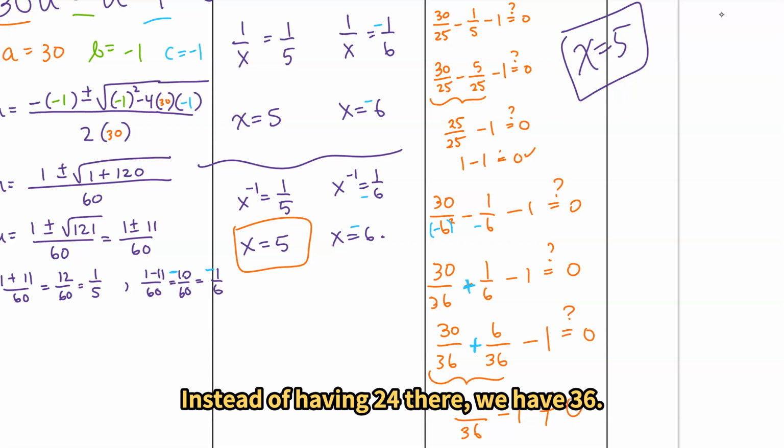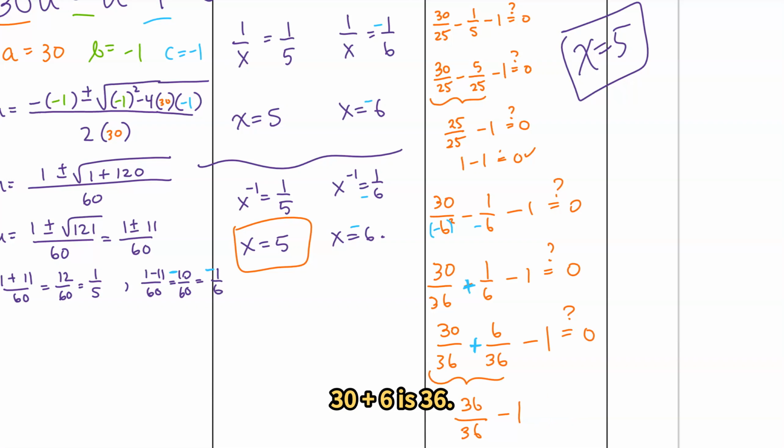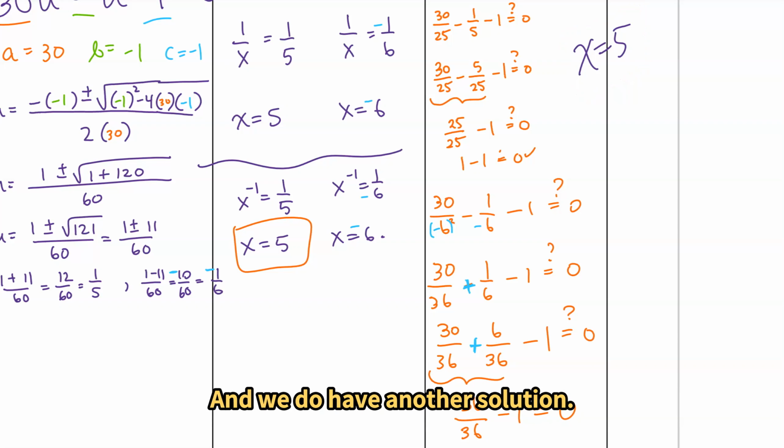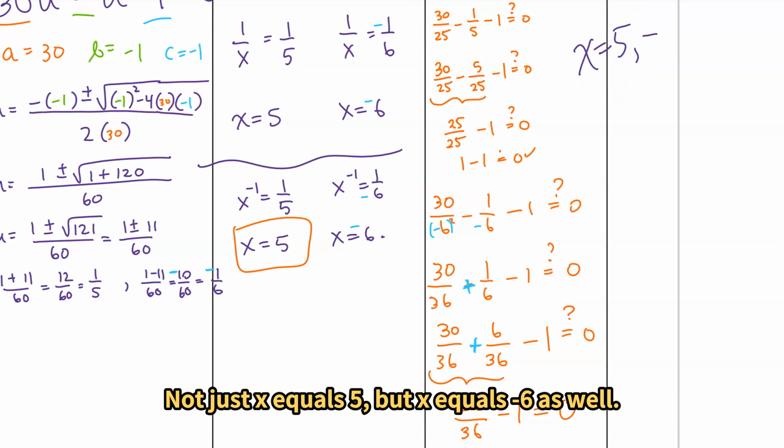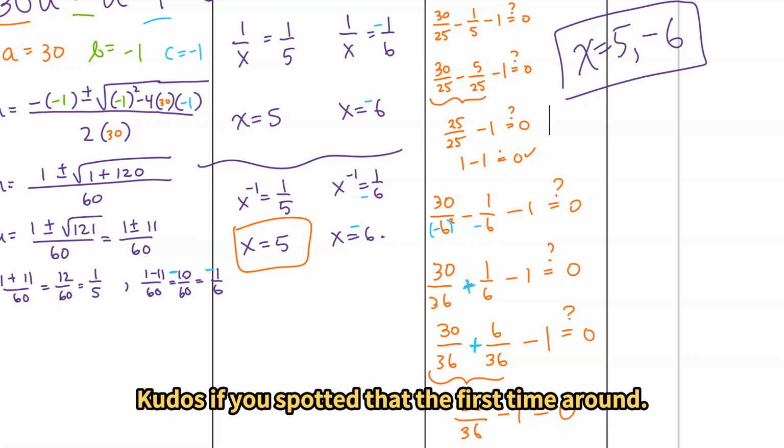Instead of having 24 there, we have 36. 30 plus 6 is 36. And we do have another solution. Not just x equals 5, but x equals -6 as well. Kudos if you spotted that the first time around.